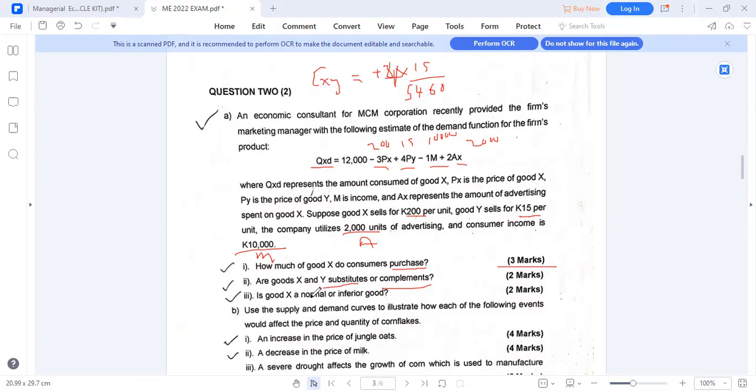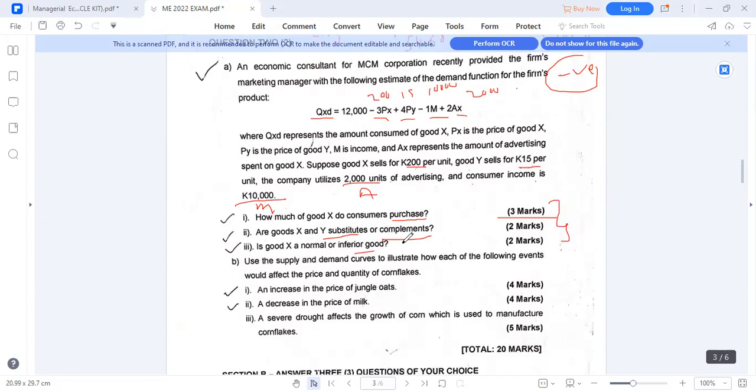Are they inferior or normal goods? What are they asking us to find? Elasticity of income. So the gradient for income here is -1, then the income is 10,000, and the quantity is 54.60. Already we have a negative there, so the final answer will be negative. Sarah, what type of good is this if it's a negative income elasticity? It's an inferior good. Good, it's an inferior good. So these are the answers that were supposed to be gotten. You see how easy the question was?